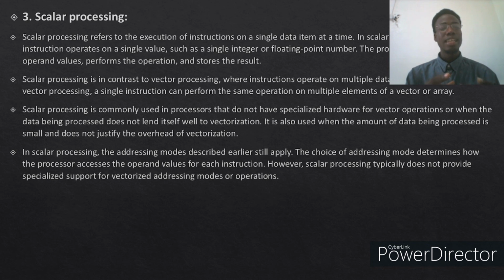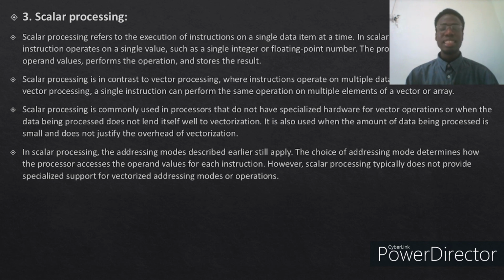Even when we look at the term scalar processing, the word scalar has to do with what? A constant, so meaning one thing at a time. That is what it's saying. And over here, instructions operate on single values such as integers or floating point numbers. The scalar processor retrieves values, performs operations, and stores results. That is what scalar processing does.